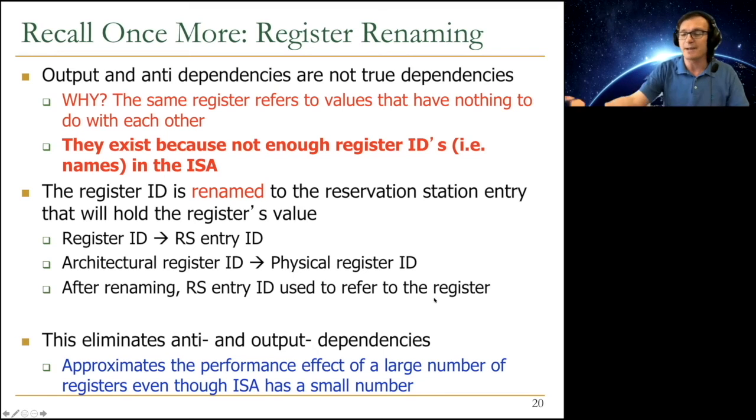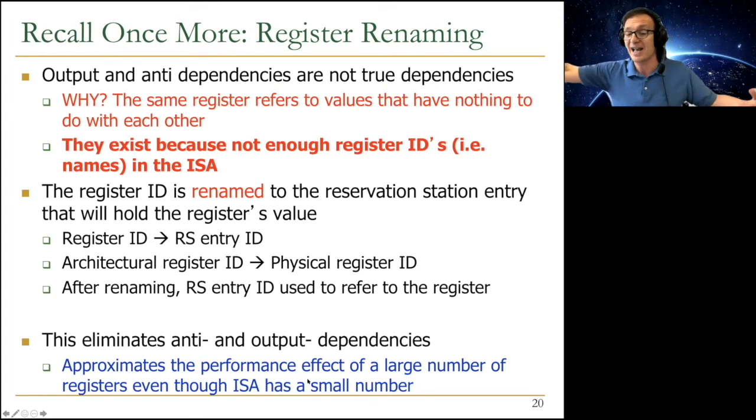And in the example that I'm going to show you next, in the next lecture first, we're going to use reservation station entry IDs, because initially we will assume we're not going to have a reorder buffer, because that will simplify the example. And then later we're going to add the reorder buffer. But again, renaming can be done to any arbitrary namespace as long as you're consistent about renaming. And the beauty is renaming eliminates anti and output dependencies. It approximates the performance effect of a large number of registers, even though the ISA has a small number.